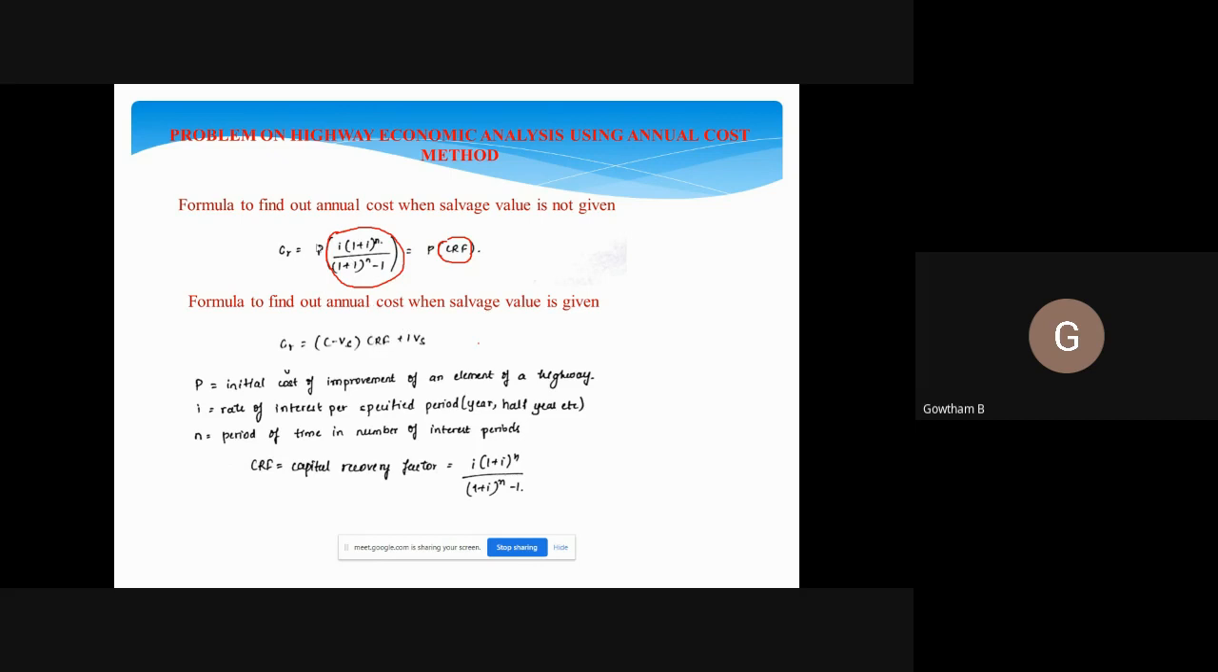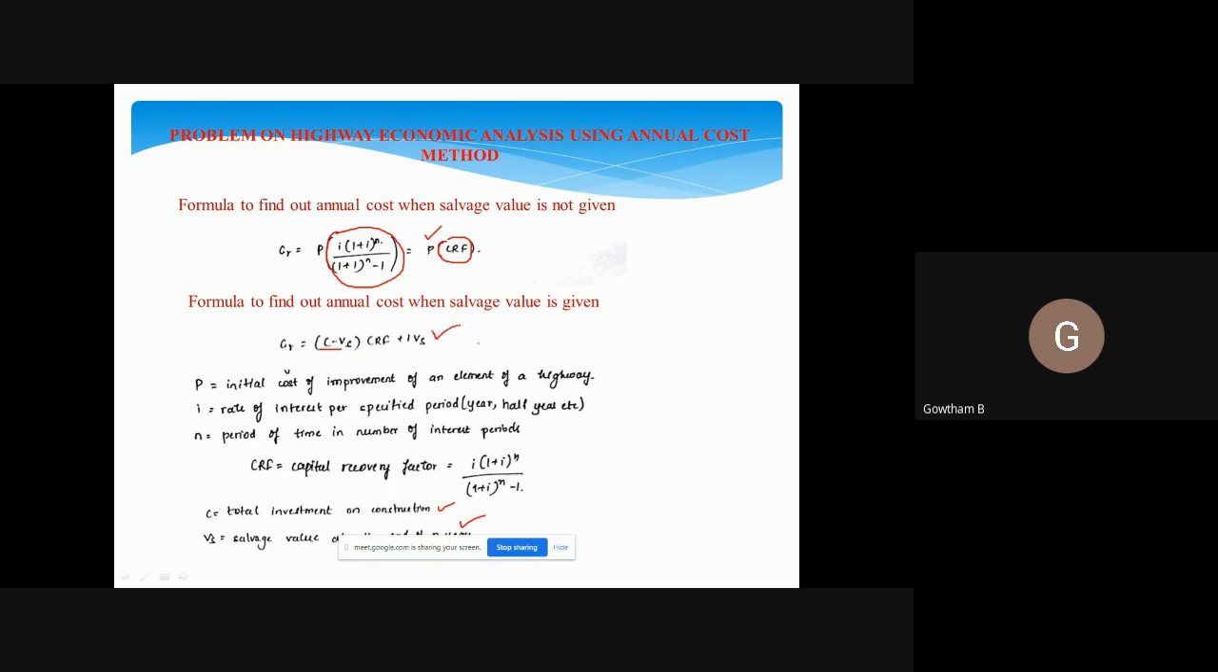Here, what do the terms stand for? P stands for initial cost of improvement, I stands for rate of interest, and N stands for period of time in number of interest periods. Also, in the second expression, C stands for total investment on construction, and Vs, that is V suffix S, stands for salvage value. I repeat, we are using two formulas in the economic analysis. When salvage value is not given, you have to proceed with the first formula. When salvage value is given, you have to proceed with the second formula.